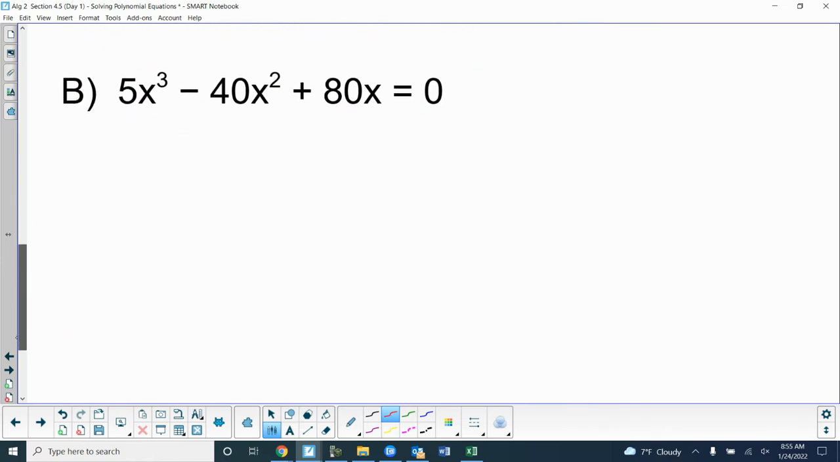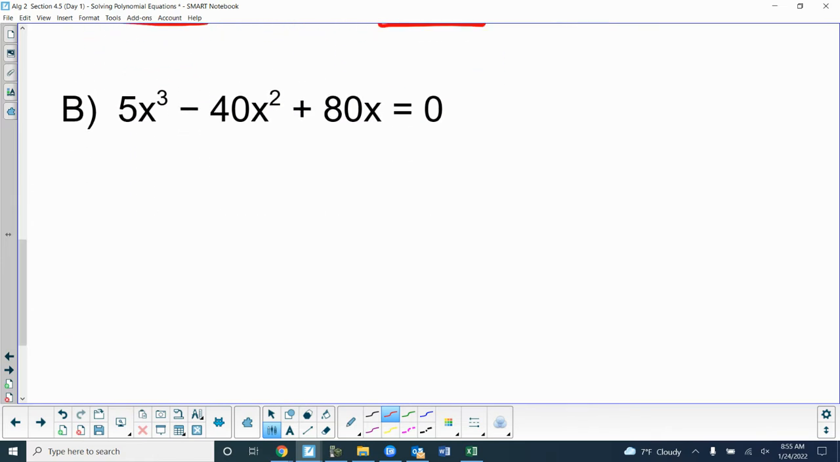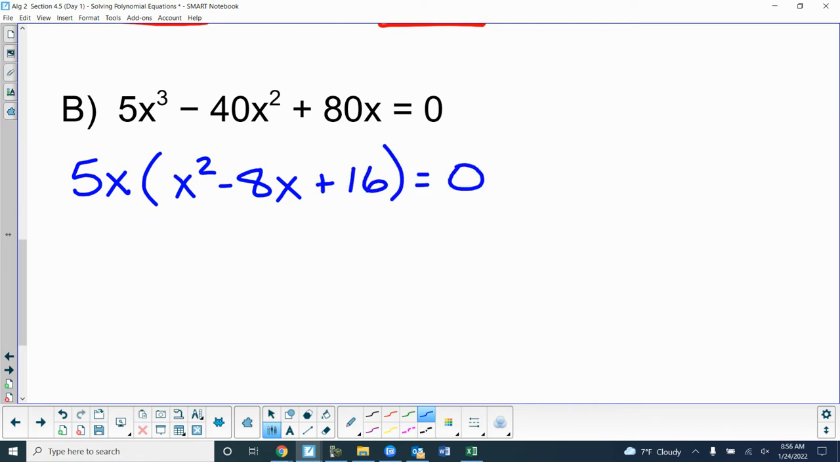All right, how about this one? What's the GCF? 5x, right? So 5x cubed divided by 5x is 1x squared, right? And negative 40x squared divided by 5x is negative 8x. And positive 80x divided by 5x is a positive, is that 16? Is that right? Yeah, you're right.